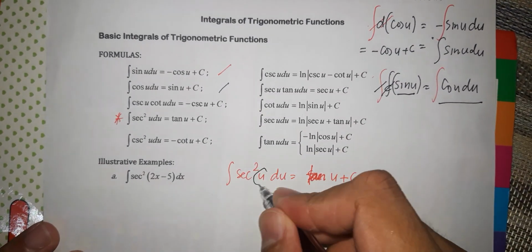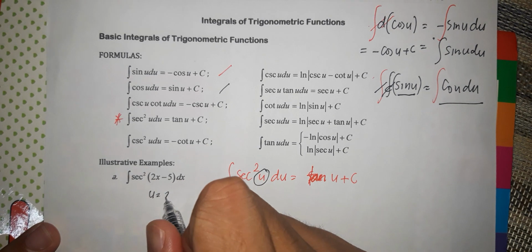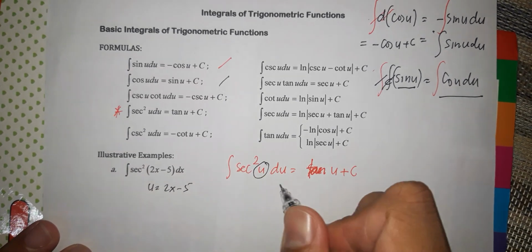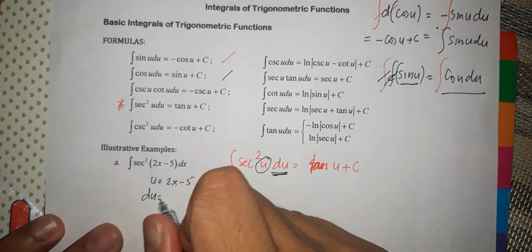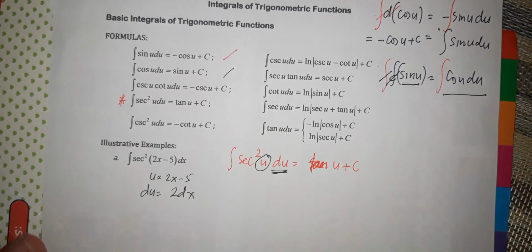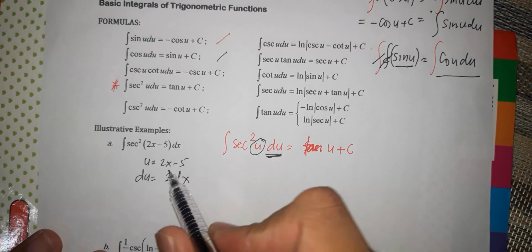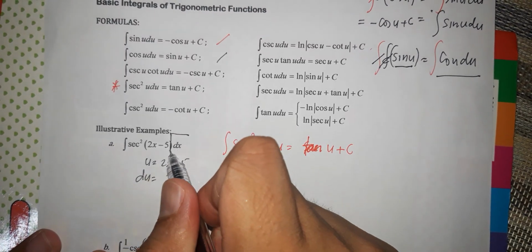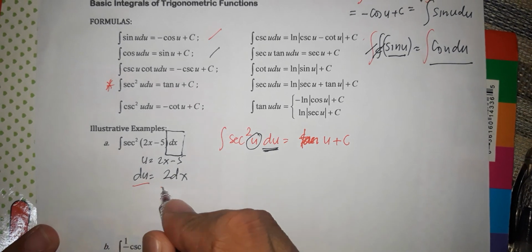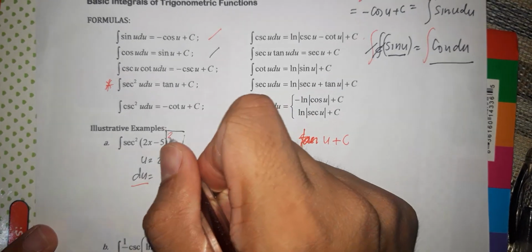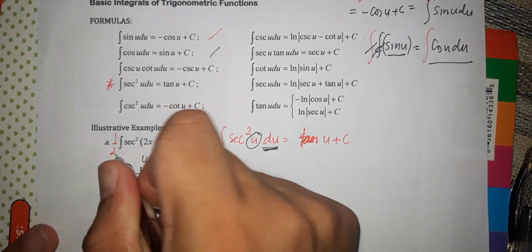Now, ano yung u? U is equal to 2x minus 5. Sabi dito, kailangan ko daw siya ng derivative ng u. So, I need to take the derivative. That gives you 2dx. Ang ating given, dx lang ang nandito, pero ang nire-require ng du ay 2dx. So, I need to provide 2 and then compensate outside.